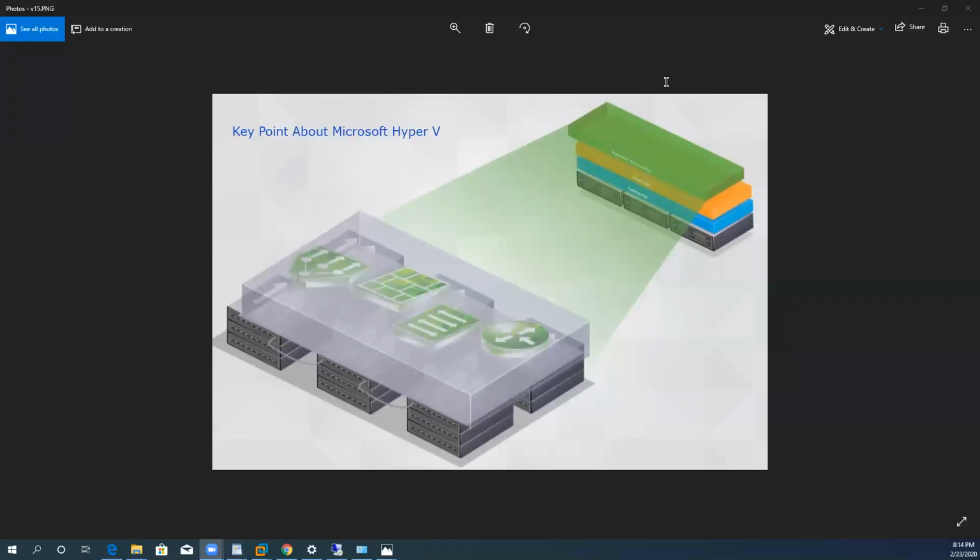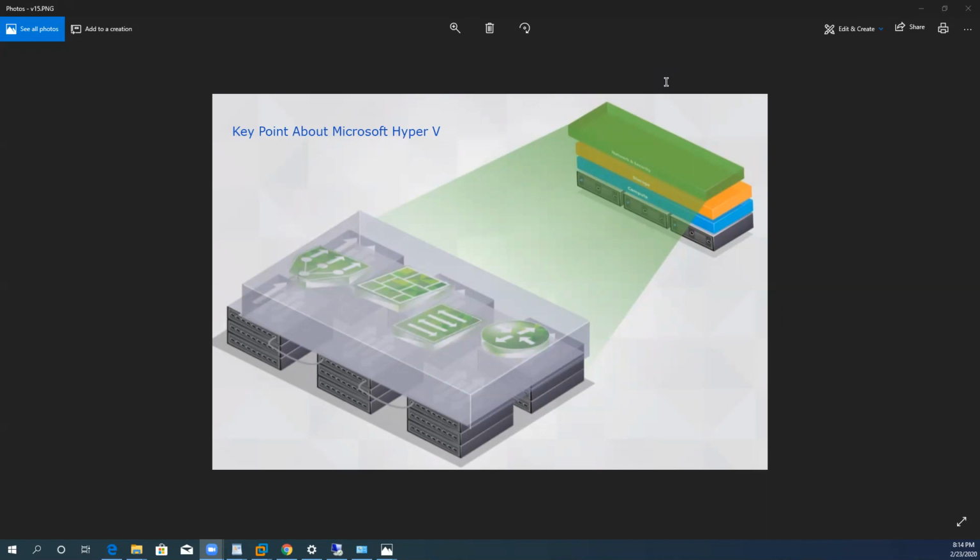We explore a number of configuration options related to the Hyper-V deployment. Now it's time to understand the key point about the Microsoft hypervisor. Previously, in earlier sessions when I discussed the type 1 hypervisor, I told you that this type of hypervisor doesn't depend on the operating system.